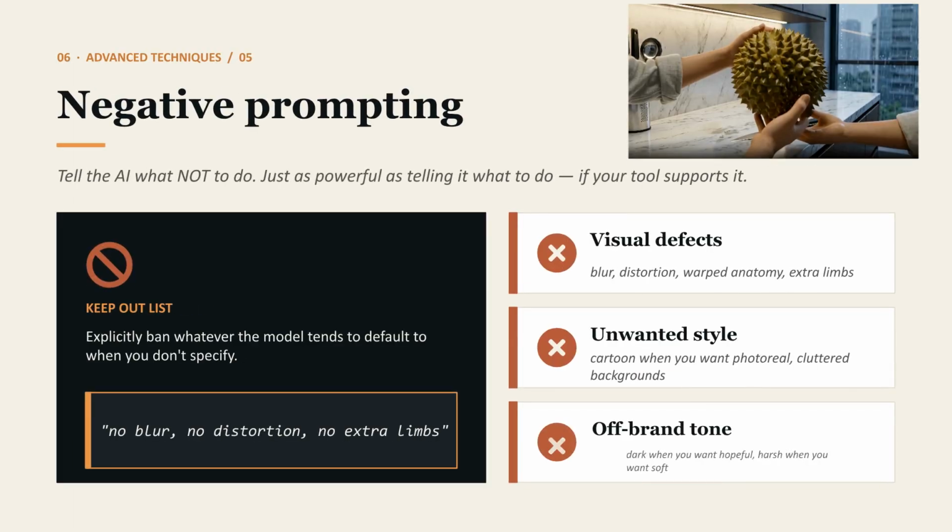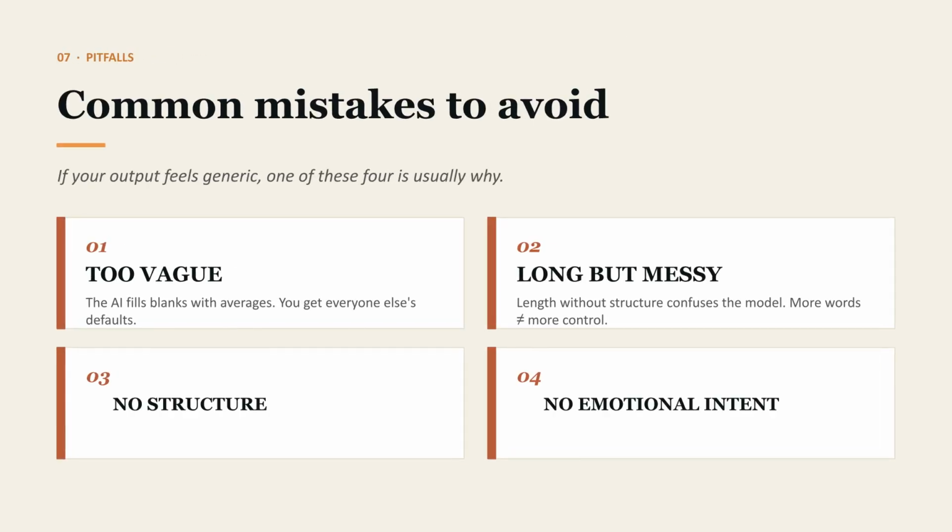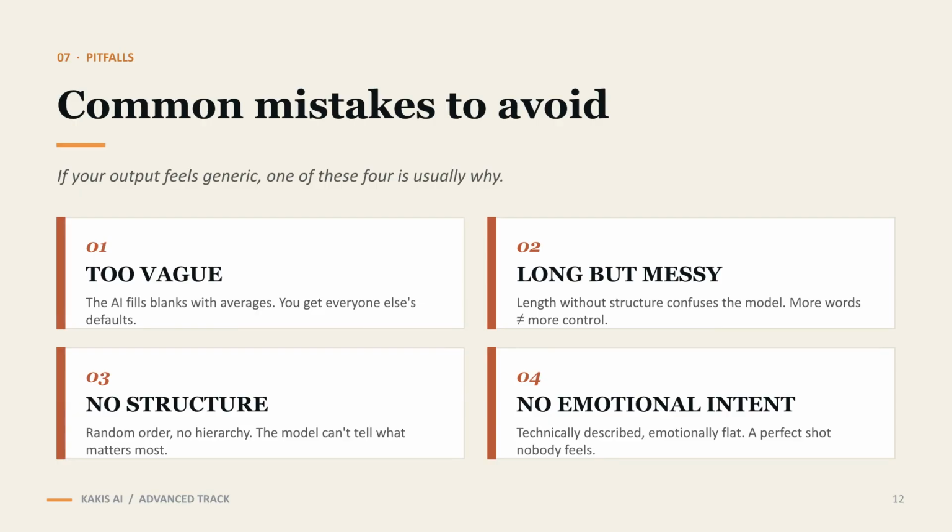Negative prompting means telling the AI what not to do. This can be just as useful as telling it what to do. For instance: no blur, no distortion, no cluttered background, no cartoon style. This is useful because AI models sometimes add unwanted elements. If you are generating a human character, you may want to avoid distorted hands or extra fingers. There are four common mistakes. The first is being too vague. The second is being too long but messy. The third is having no structure. The fourth is having no emotional intent.